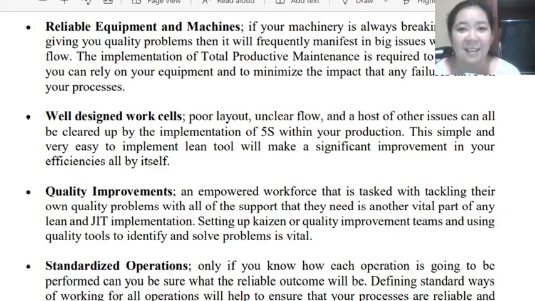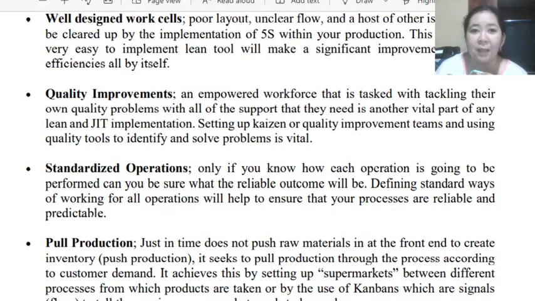That's 5S. So this simple and very easy to implement lean tool will make a significant improvement in the efficiencies all by itself. Another is quality improvement, of course, as mentioned. An empowered workforce that is tasked with tackling their own quality problems with all of the support that they need is another vital part of any Lean and JIT implementation. So we set up Kaizen or quality improvement teams and use quality tools to identify and solve problems. This is very important, a part of the quality improvement.